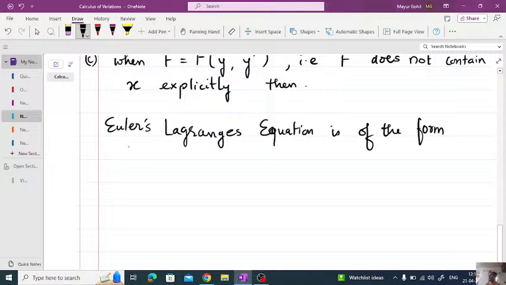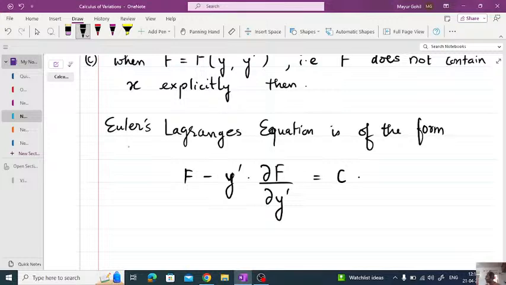Okay. So here the Euler-Lagrange equation which we have, it's of this form now. The format is slightly different. It is f minus y dash into del f by del y dash equals to c. This is the format. Okay. Yeah, hide that. That is there. I will wait. So the next one.